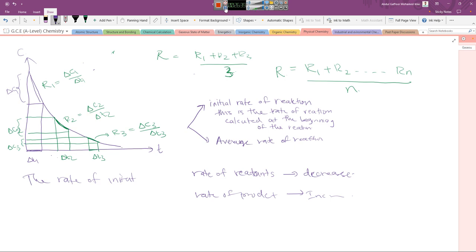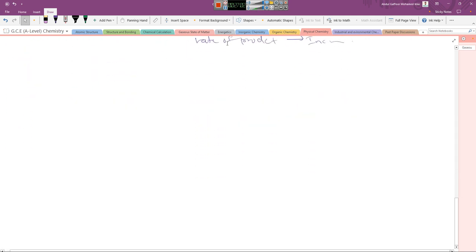Now, in practical scenarios, we have 2 methods for determining the rate of reaction. The first method is by measuring the change over a particular period of time, and the second method is, for a particular amount of change to happen, we measure the time, right? So 2 methods of determining rate of reaction. This is our next topic.